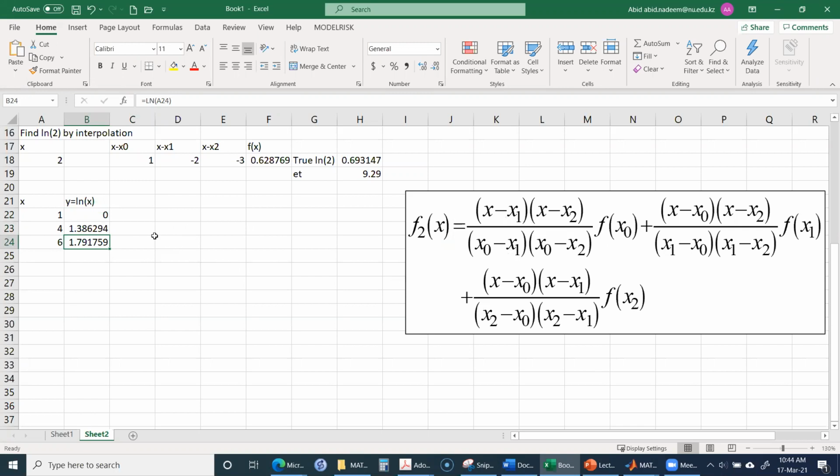So what we can do is calculate these values which we need over here. So these are the Lagrange Li's, okay? These are the Li of x that we need to calculate. But for calculating Li of x, we need x minus x1, x minus x2, x naught minus x1, x naught minus x2.